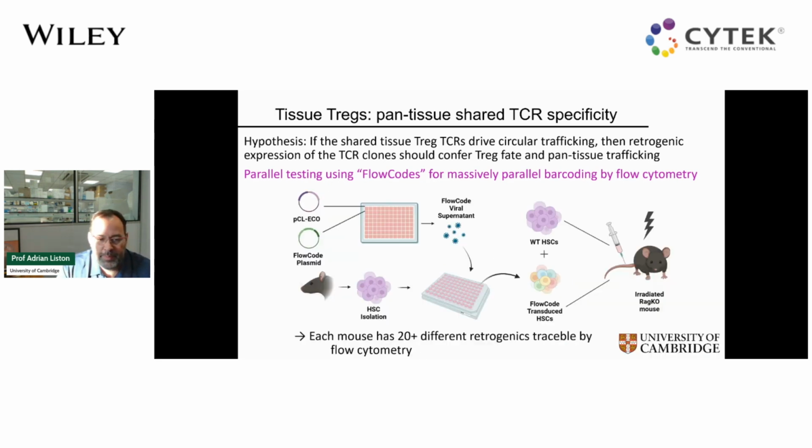This is how the experiment is designed. We have to clone all of these retroviruses, clone in the tag, clone in the TCR combination. We then produce virus and put them on hematopoietic stem cells, and then we can transfer those hematopoietic stem cells into an irradiated mouse, so they develop into T cells that are each carrying one of these different TCRs. Now, the experiment I'm going to show you now is a proof of concept with 20 different retrogenics that are traced by flow cytometry, although we are now doing experiments where we can trace hundreds of these simultaneously in the same mouse.